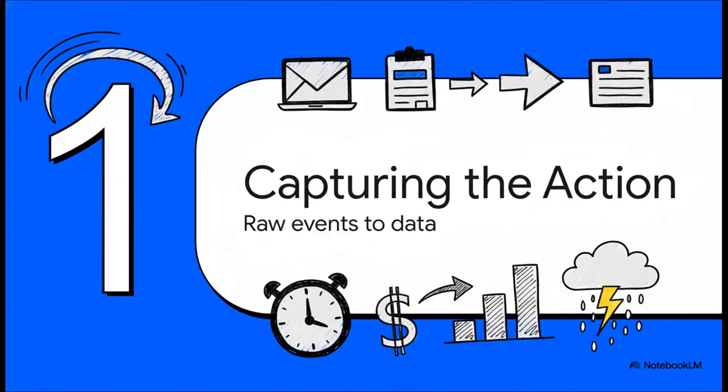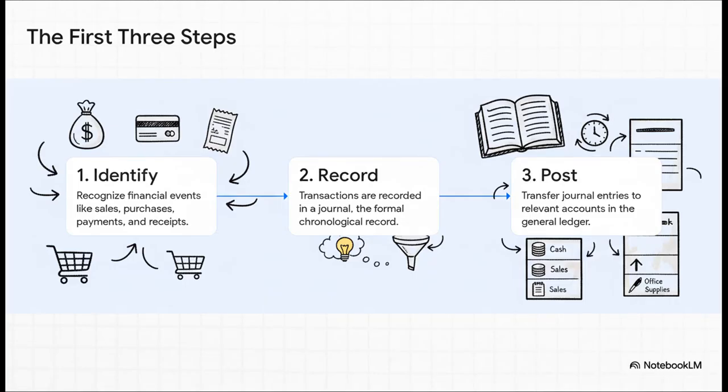Okay, so let's start where it all begins. The first phase of this cycle is all about capturing the action as it happens. We're talking about turning those raw, real-world business events into structured data that we can actually work with. The first 3 steps really are the foundation of this entire process. Step 1 is simply to identify a transaction. You have to ask, did a financial event occur? Did we sell something? Did we buy something? Was a service performed? That's a transaction.